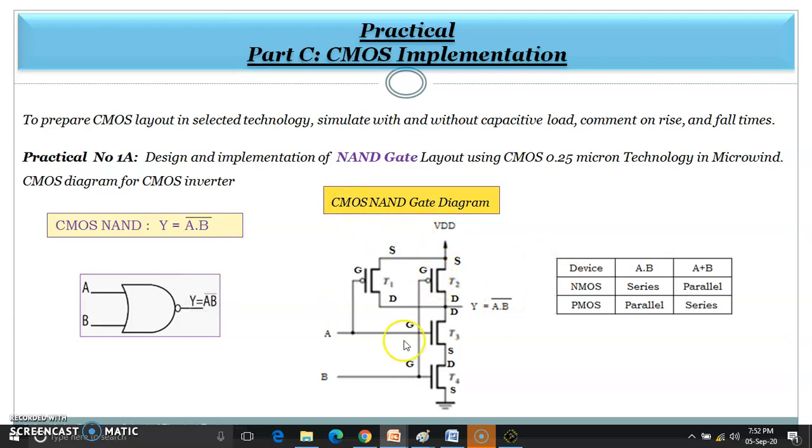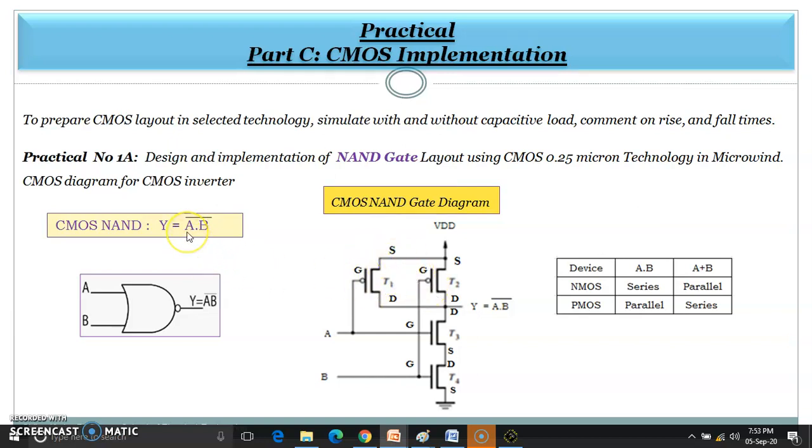Now, how to draw this structure of the CMOS NAND gate? CMOS stands for complementary MOSFET, where we have PMOS and NMOS transistors. Always PMOS should be connected in the pull up network, means connected to VDD, and NMOS should be connected in the pull down network, connected to VSS. Why? Because PMOS passes strong 1 and NMOS passes strong 0. Now, how to draw this diagram?